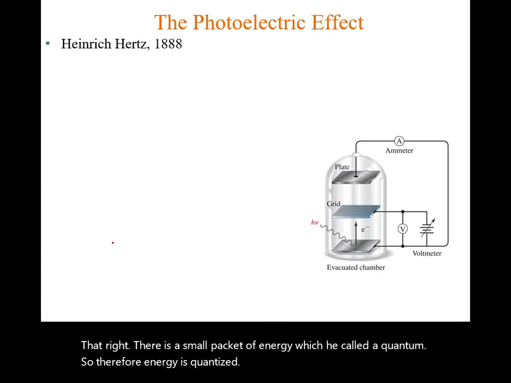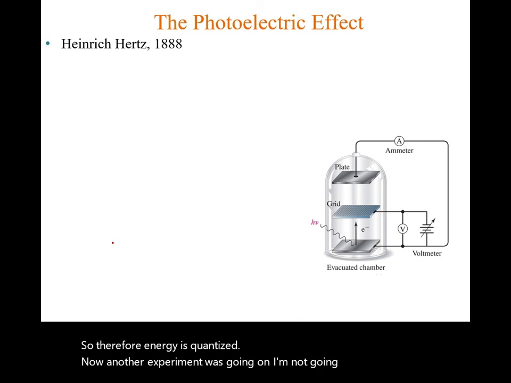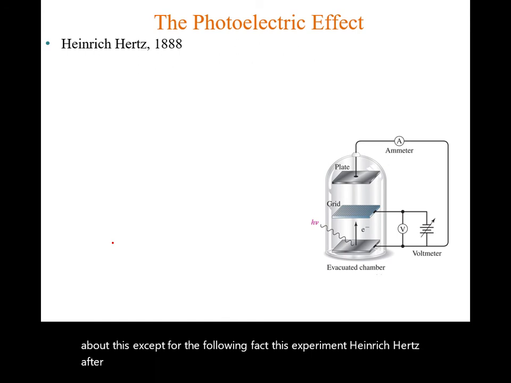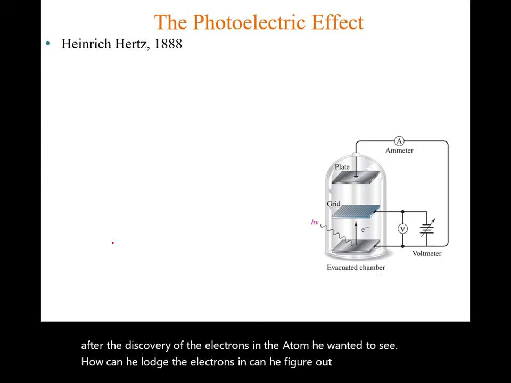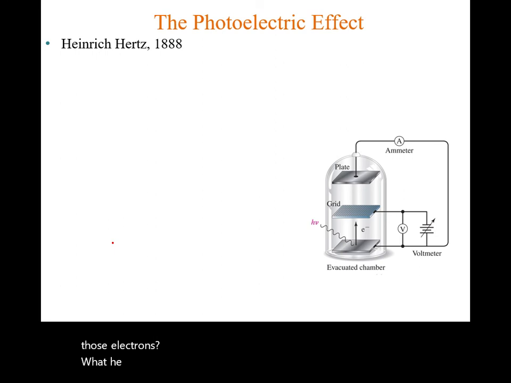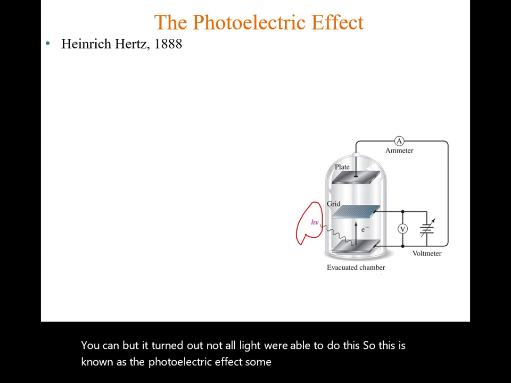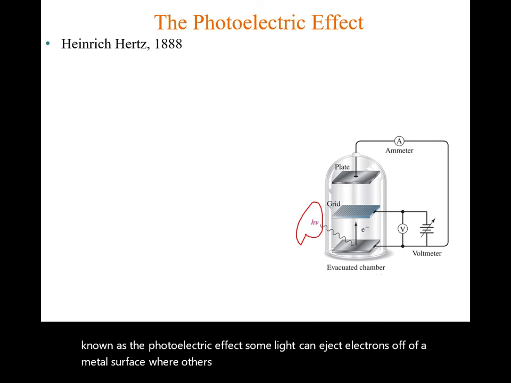Now, another experiment was going on. I'm not going to talk too much about this, except for the following fact. This experiment, Heinrich Hertz, after the discovery of the electrons in the atom, he wanted to see how he could dislodge the electrons and whether he could figure out the energy of those electrons. What he found, to his surprise, is that by using light, you can, but it turned out not all light was able to do this. So this is known as the photoelectric effect. Some light can eject electrons off of a metal surface where others cannot. That frequency dependency is very puzzling.